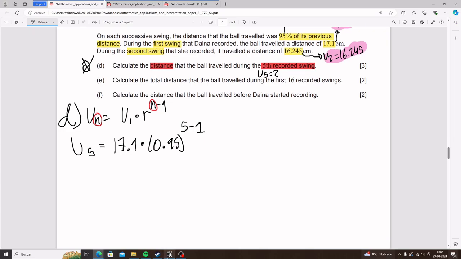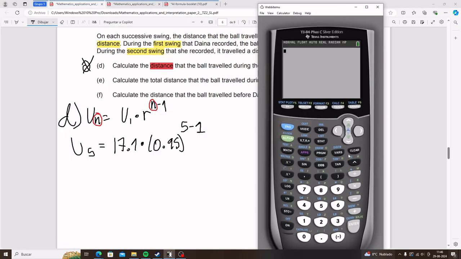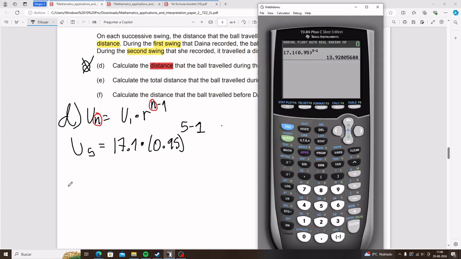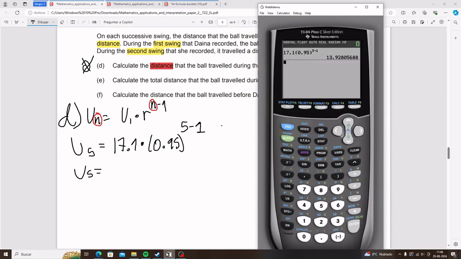There is my formula. Let's plug it into the calculator because no one knows how to do that by hand. And if you did, I highly suggest you use the calculator anyways. Plug all of this into your calculator and smile because you just got some free 3 points. So U5 has to be 13.928.